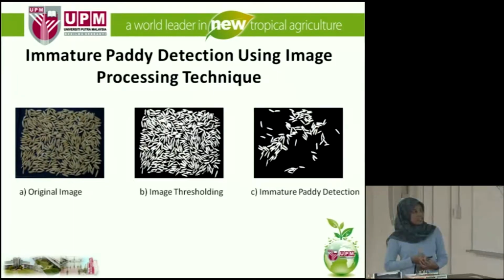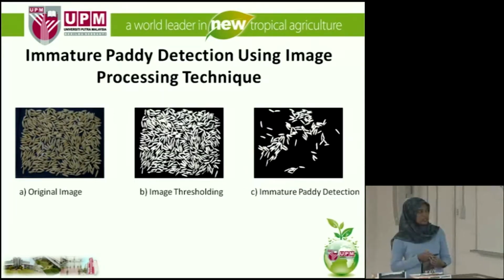And the next example, which is related to bioinformation system, is immature paddy detection using image processing technique. This is the original image. This is a mixture of immature and mature paddy. After the image transcoding, we can detect the immature paddy after the image processing technique.